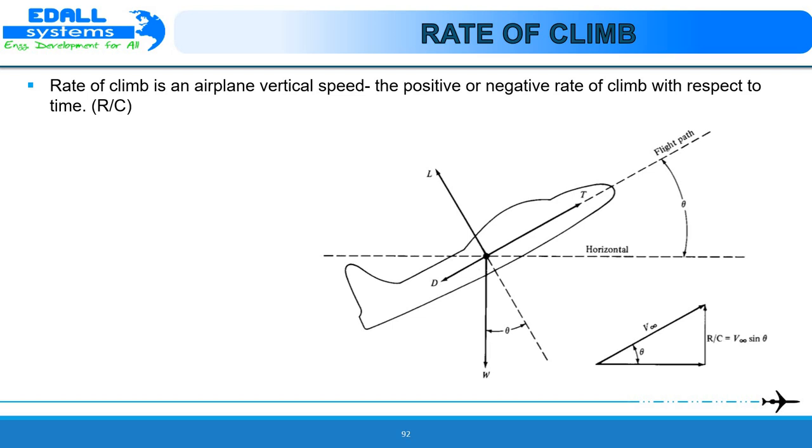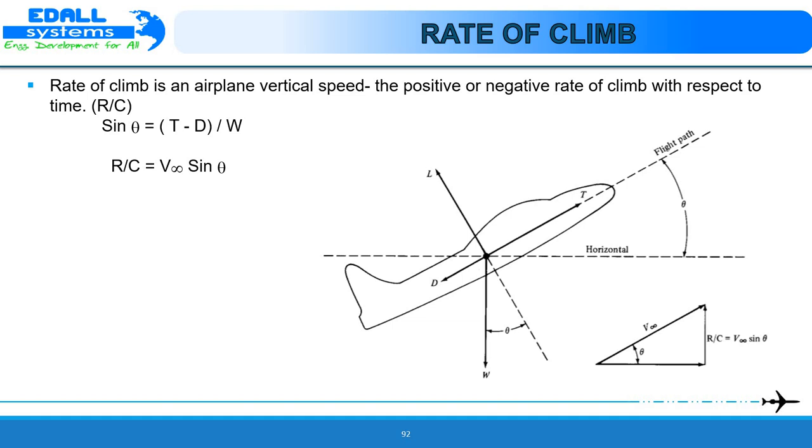Summing forces parallel to the flight path, we get T equals D plus W sine theta, and perpendicular to the flight path, we get L equals W cos theta. Representing the equation of motion for steady climbing flight, we get sine theta equals (T minus D) by W, where rate of climb is equal to v infinity sine theta.